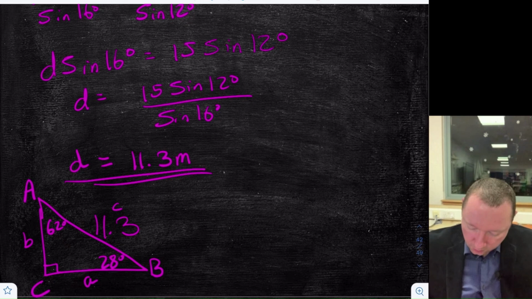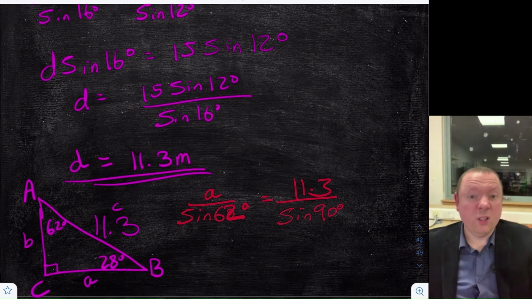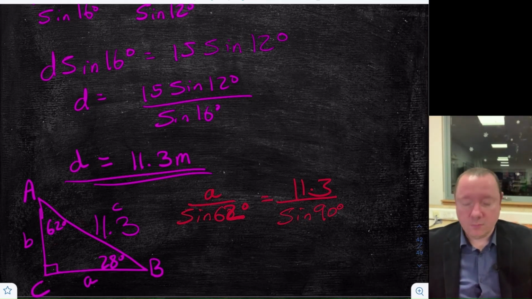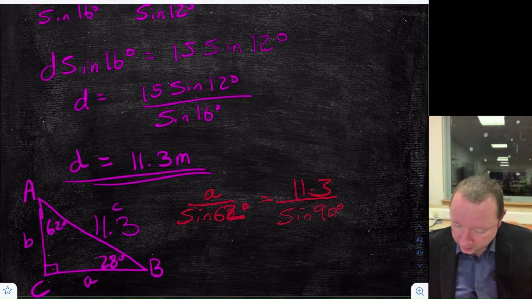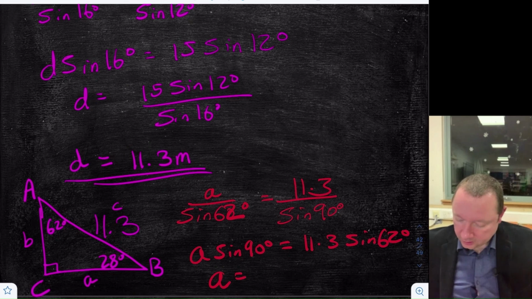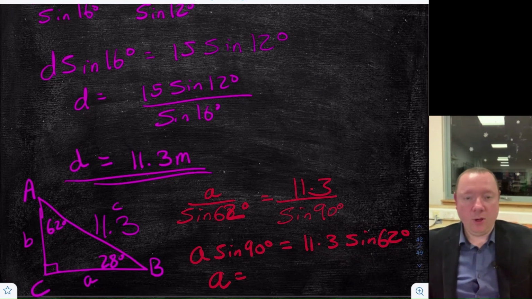A over sine 62 equals 11.3 over the sine of 90, and we're good to go. Or alternatively, you could use SOHCAHTOA and use sine or cos, but I prefer just to stick with the sine rule and keep going. So rearranging this, we get A times the sine of 90, which is 1, is 11.3 times the sine of 62. Rearranging that, you do 11.3 times the sine of 62, divided by the sine of 90, but that's just divided by 1. If you do all that sum, you get 9.99 meters.